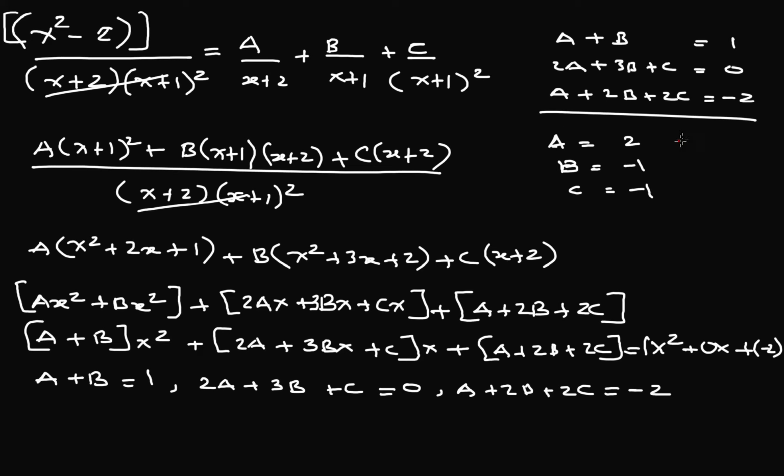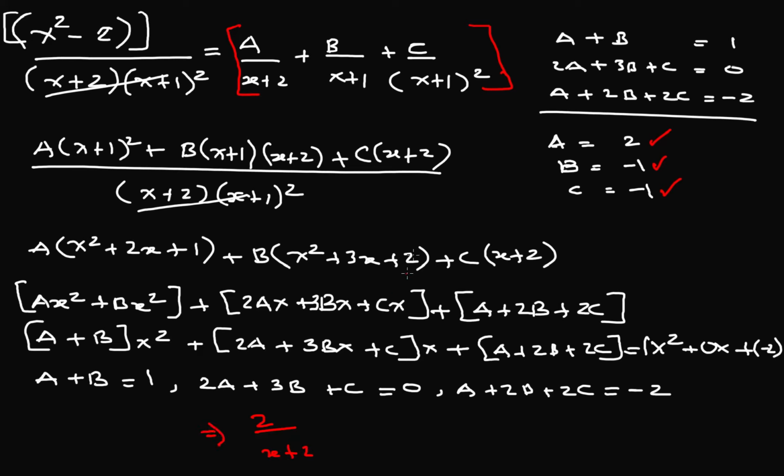Okay, so now we see that a is 2, b is negative 1, and then c is negative 1. So how do we put this back into here? Okay, how do we put them back here? So we have to be careful. So let's do it from here. So a, we're saying, is 2. So this fraction becomes 2 over x plus 2, right?